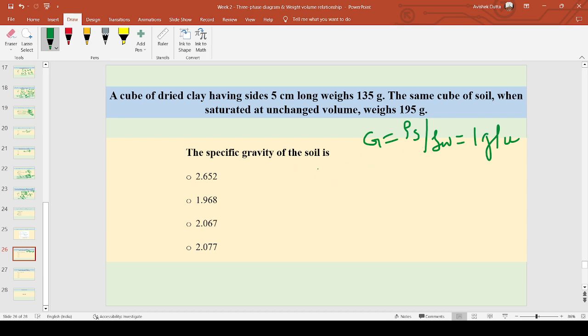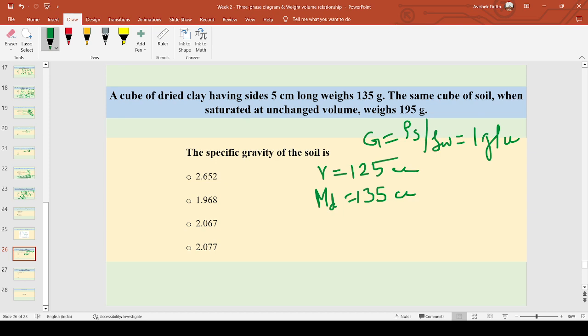So first of all, find out the volume. What is the volume? Volume of cube. It is a cube, so 5 cubed, that is 5 into 5, 25 into 5, 125. Isn't it? The volume of the sample is 125 cc. Clear? First step. Is it clear? Yes, sir. Yes. What is the mass? Dry mass. The mass of the dried soil is 135.